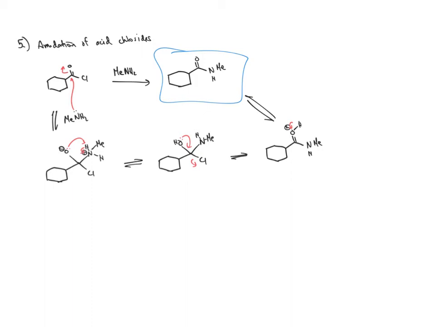Okay, we can do the same thing for the amidation of acid anhydrides. So let's try to do that in just a different type of system. Okay, so number 6 is going to be the amidation of acid anhydride.